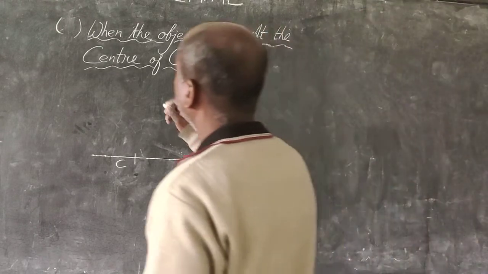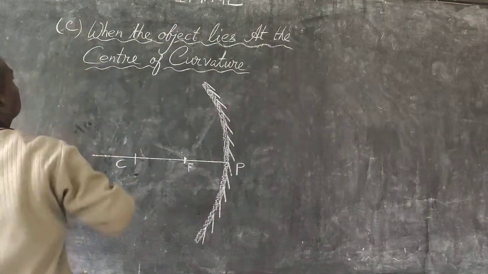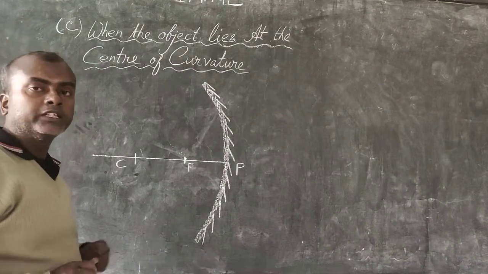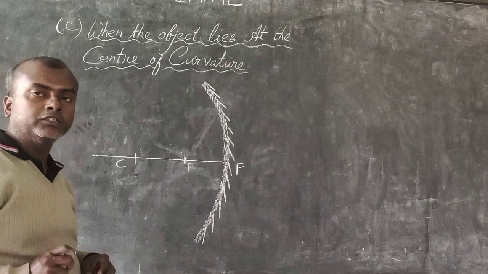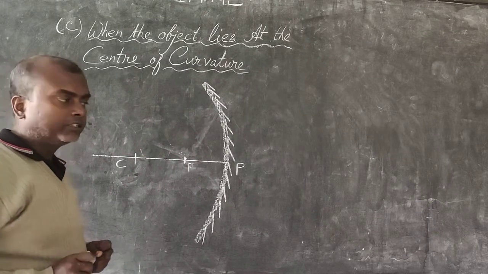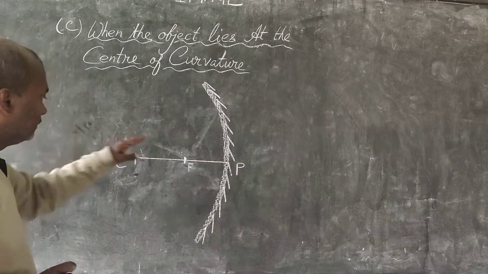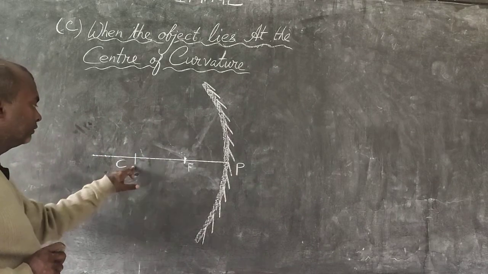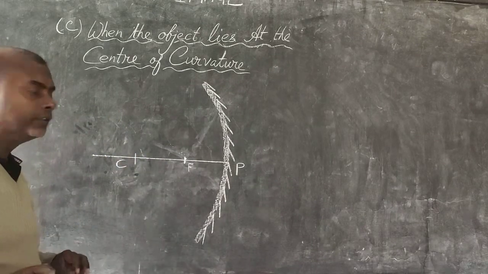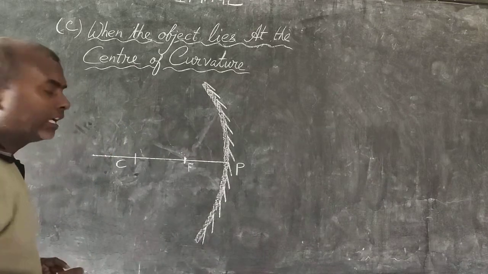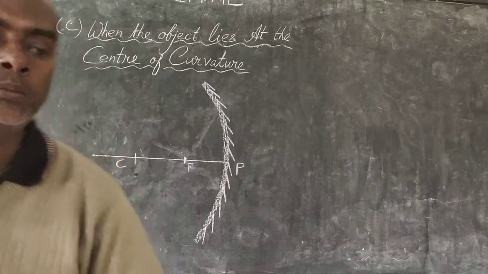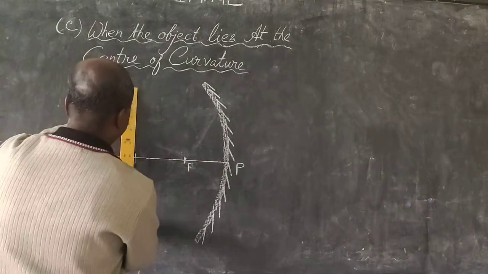Okay, now we will see a third case. In the third case, we will further bring the object even closer to the mirror, the concave mirror. In the earlier case, we saw that the object was a little bit far away from the center of curvature. Now, what will happen if we bring it and place it at center of curvature? Okay, now the object, let us put it at center of curvature.